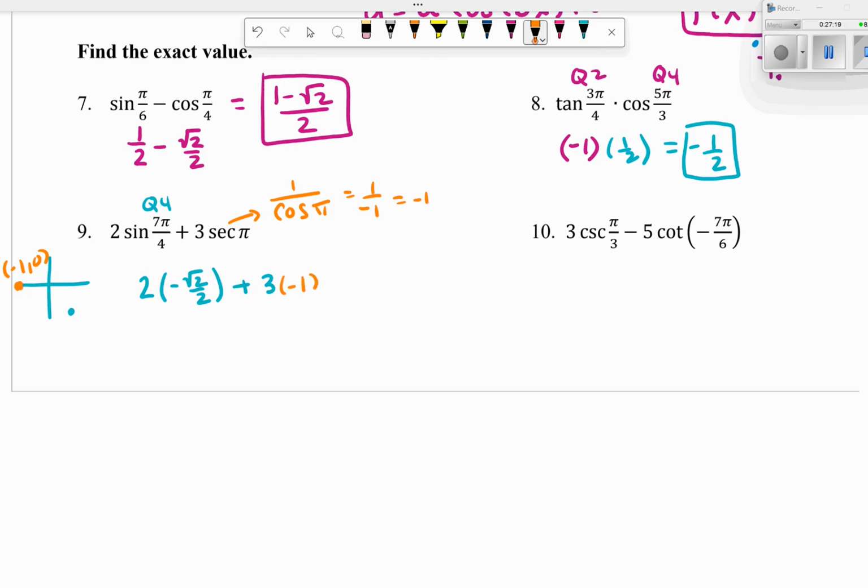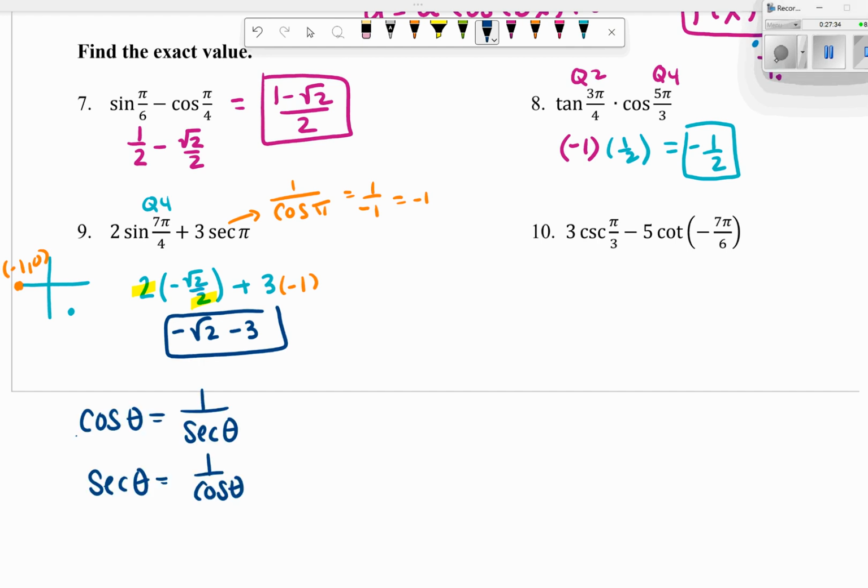And so then here, the 2 over 2 is going to cancel. So then this would give us negative roots 2 minus 3, and those cannot be combined, so that would be my solution. So just again for this part right here, if cosine theta is 1 over secant theta, then if you were to cross multiply and solve, the secant of theta is 1 over the cosine of theta. I just wanted to point that out.